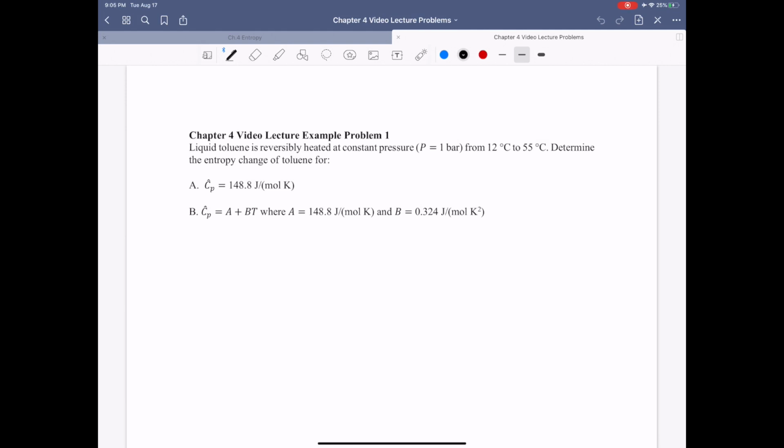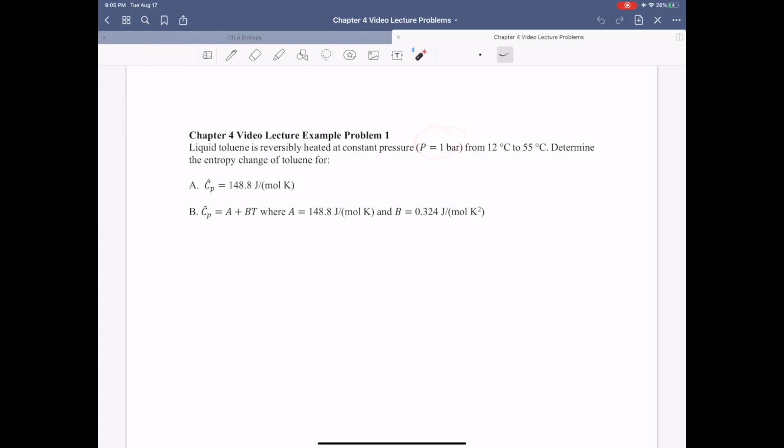To start developing some intuition about the second law of thermodynamics and entropy, we're going to work through a short example problem. In this example problem, we're looking at liquid toluene that's being reversibly heated from 12 degrees Celsius to 55 degrees Celsius at a constant pressure of 1 bar.